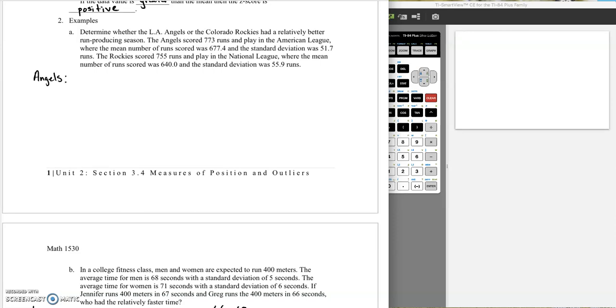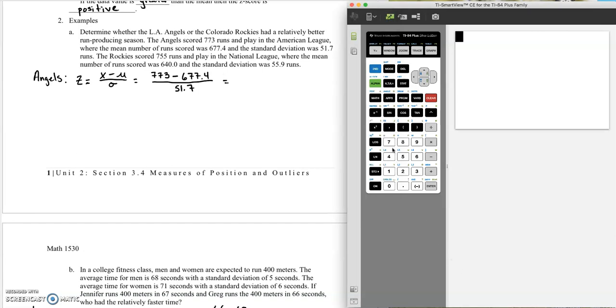So for the Angels, the z-score is the data value minus the mean divided by the standard deviation. And I'm using the population notation here because we're talking about every single run in the whole season. So that's a population. So they scored 773 runs. The mean number of runs for the American League was 677.4, sorry, of runs, not scores. And the standard deviation was 51.7.